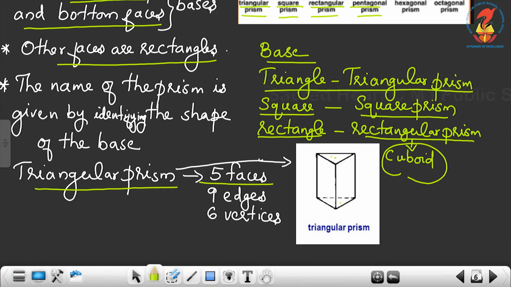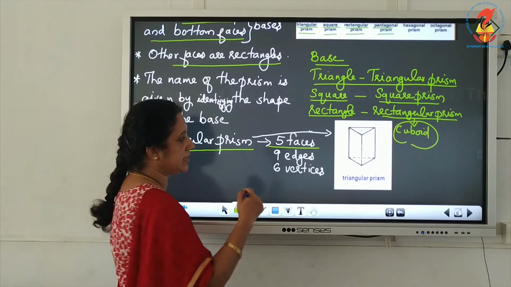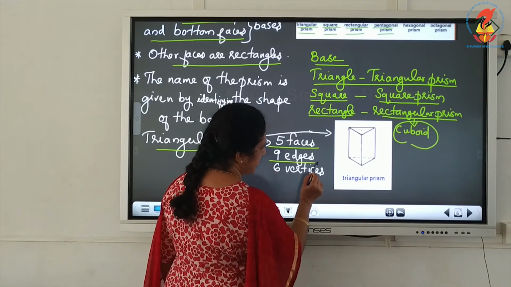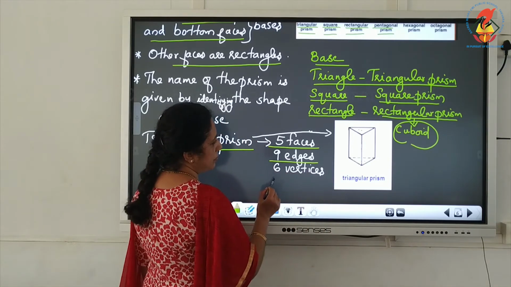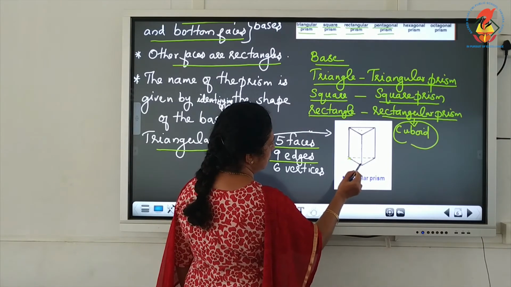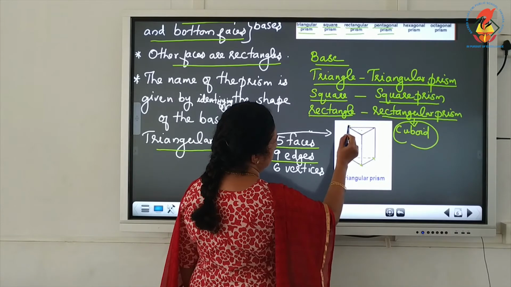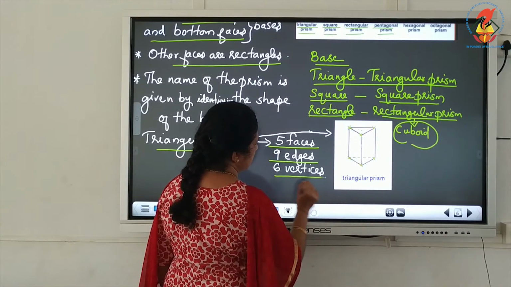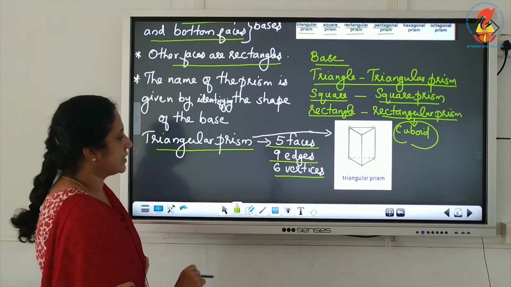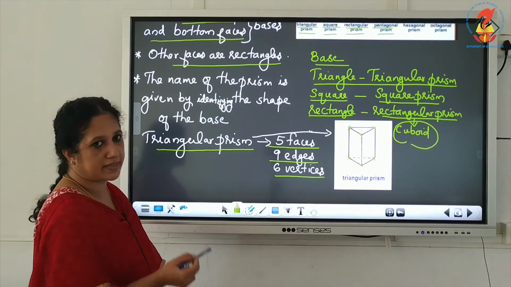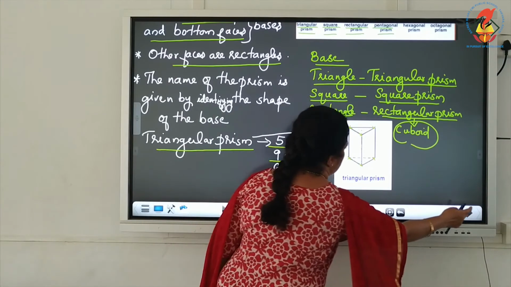And how many edges? You have to imagine the shape and count the number of edges. How many edges are there? 9 edges. And the number of vertices, there are 6 vertices, 1, 2, 3, then 4, 5, 6. So a triangular prism has 5 faces, 9 edges and 6 vertices.